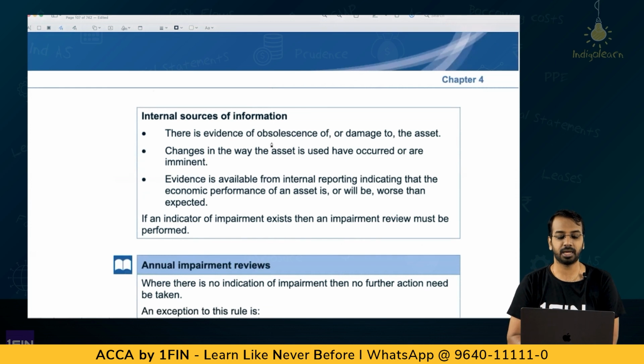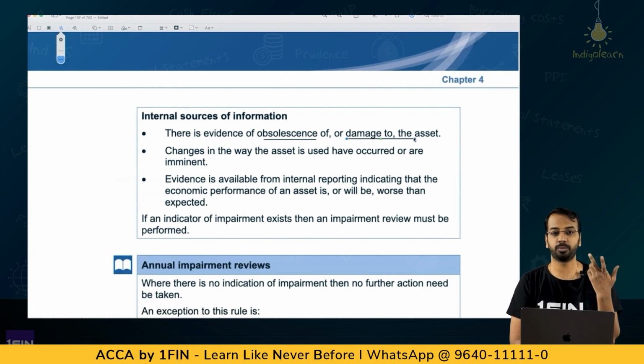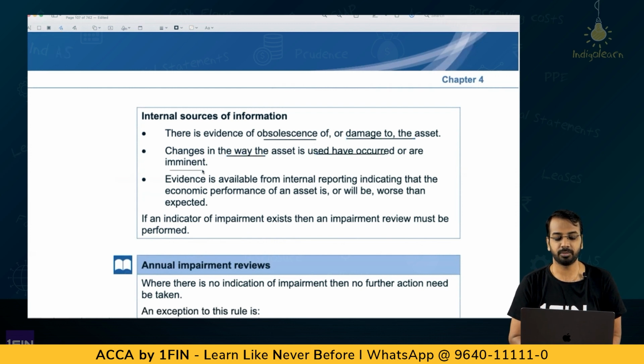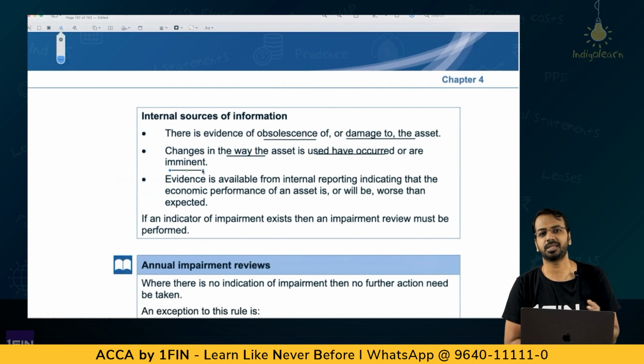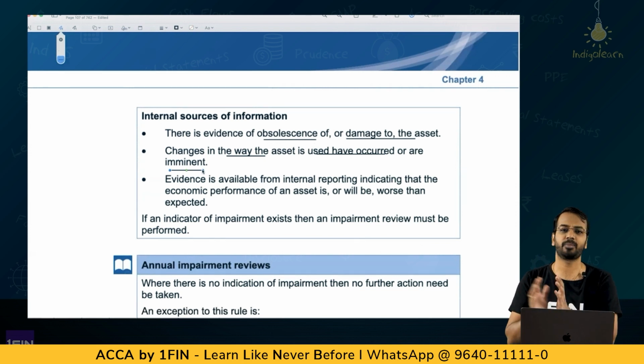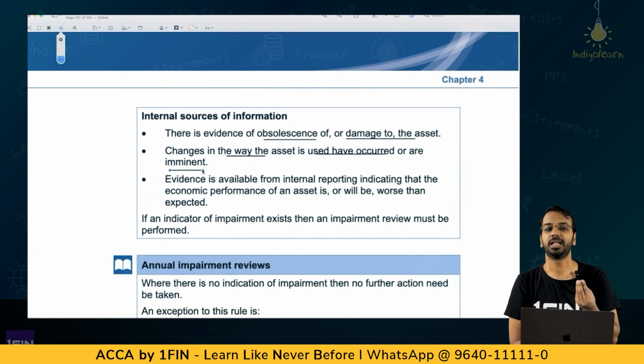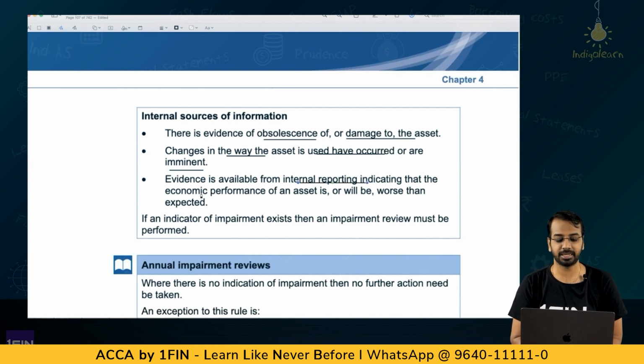Then, internal sources: there is evidence of obsolescence or damage to the asset. The asset that we are using is actually damaged or it has become outdated. So, there could be an impairment. Then, changes in the way the asset is used have occurred or are imminent. Meaning to say, we were using a particular asset in one particular way, let's say in our factory, a particular plant. Now, because of changes in customer preferences, we are not able to use it in that particular way. We have to use it for some other purpose. Now, if you use it for some other purpose, you will of course not get the value that you have expected.